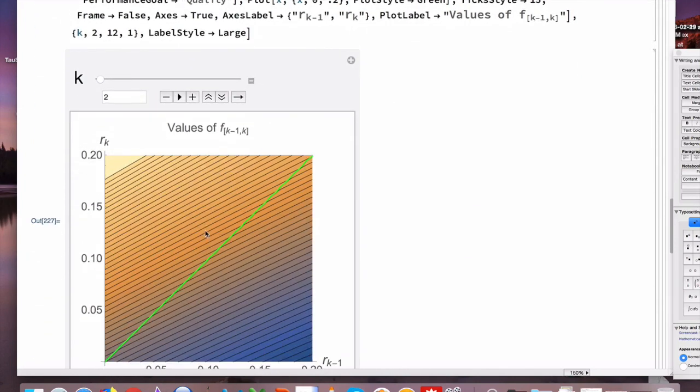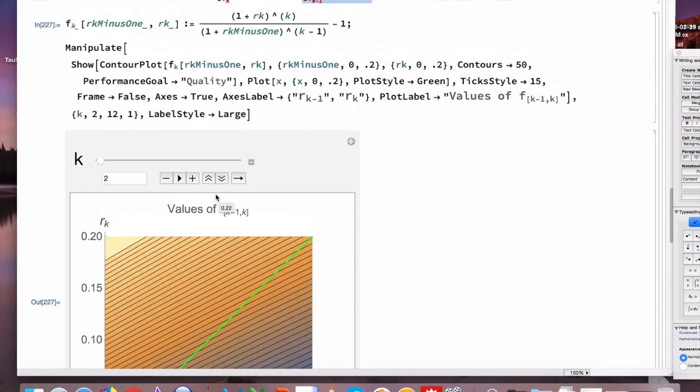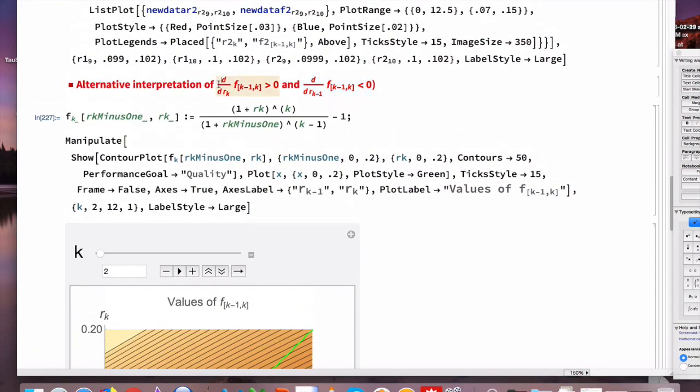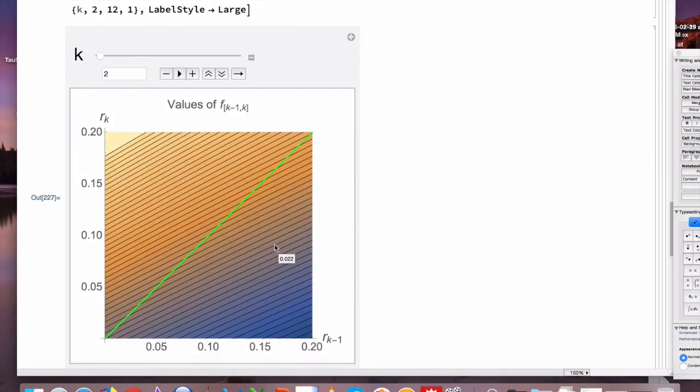On the other hand, if I go upward in this diagram, the value of the function goes higher. You can see the outputs are going higher to like 22% there. As r sub k increases while r sub k minus 1 is held constant, the function values increase. That's reflective of the fact that this derivative is positive. And that happens no matter where you are in this diagram.